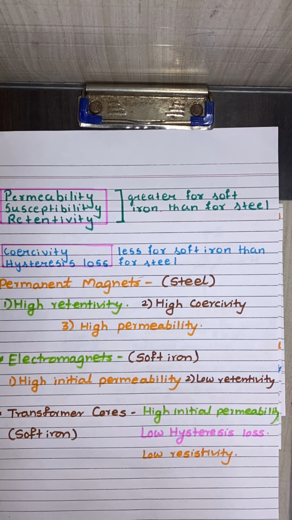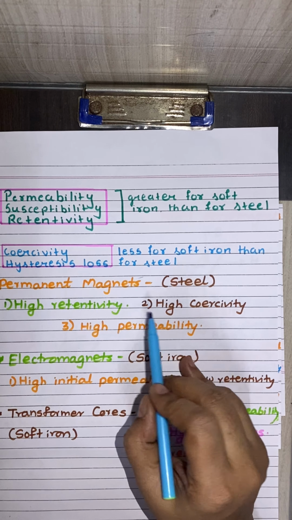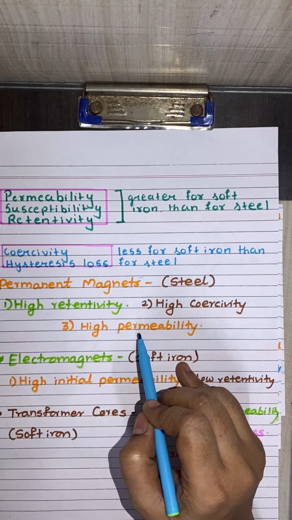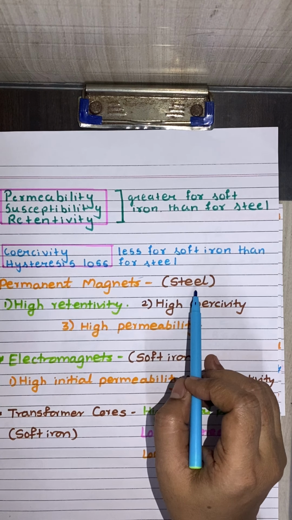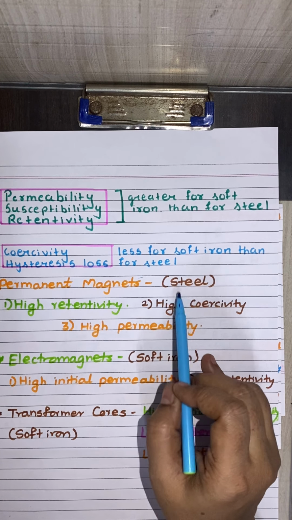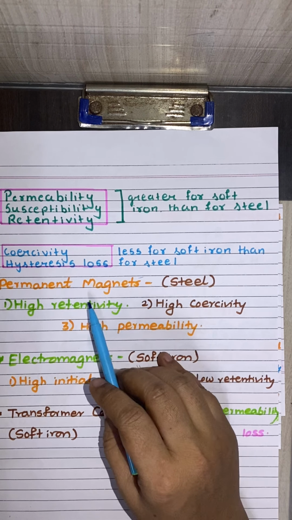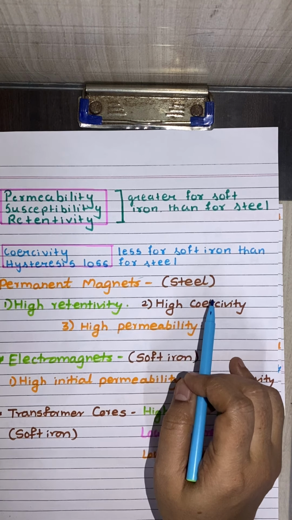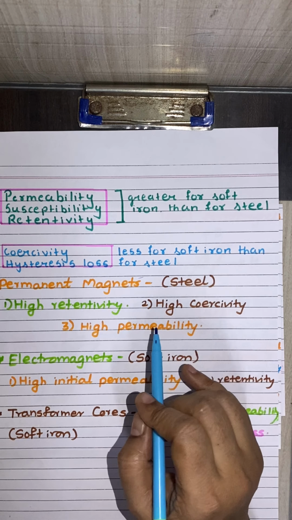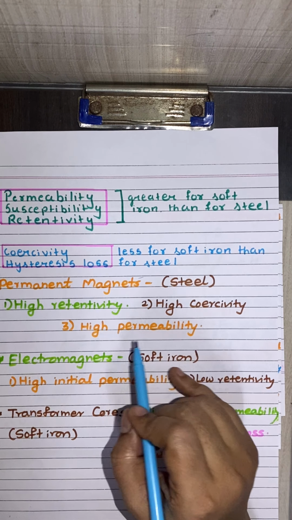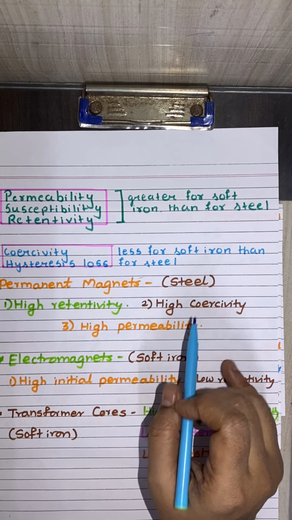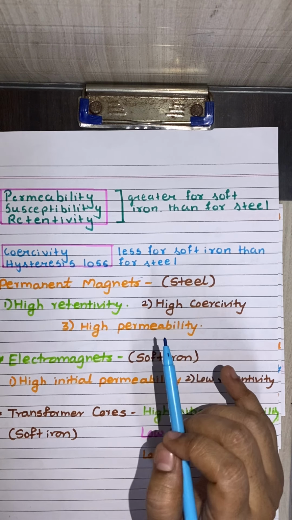Other suitable materials used for making permanent magnets are steels. In steel also there are various configurations by which we can make permanent magnets of different compositions, such as cobalt steel, carbon steel, alnico and ticonal. So these are used for permanent magnets.